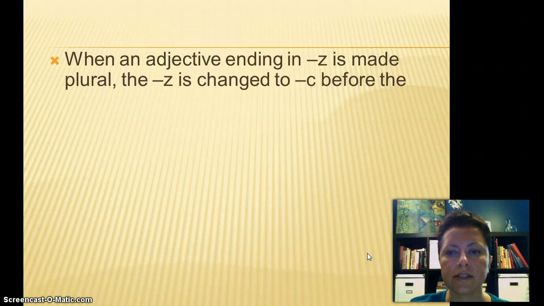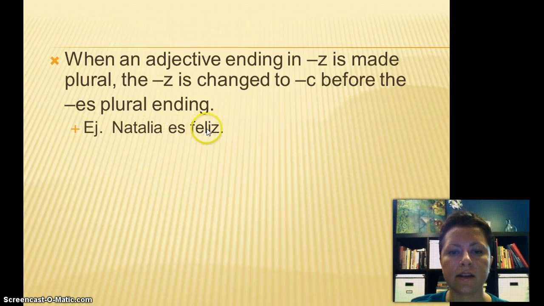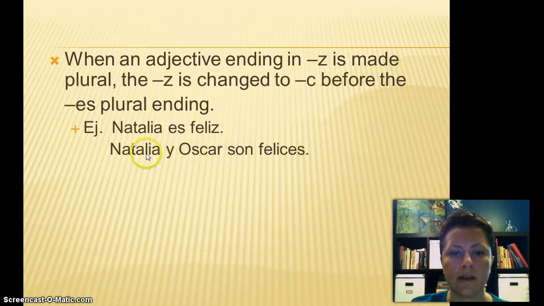When an adjective ending in Z is made plural, the Z is changed to C before the ES plural ending. So here's an example. Natalia es feliz. She is happy. Natalia y Oscar, more than one person. Son, they are. Make sure your verb agrees because it's more than one. Natalia y Oscar son felices. Notice the Z was changed to a C. And then because you end in a consonant, you need to add the ending ES to make it plural.